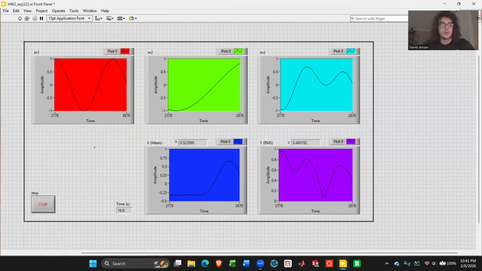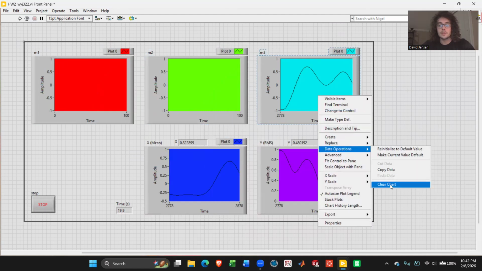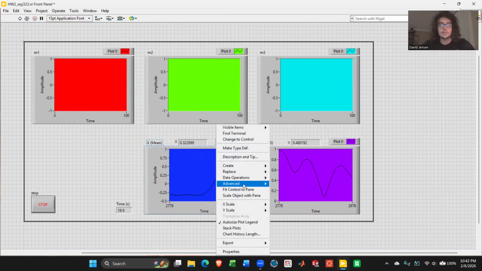So moving over to the front panel, our top three plots are our inputs, M1, M2, M3. And then on the bottom, we have our mean plot, our RMS plot, as well as a numerical indicator for each. We have a time block that will update with each iteration. And then we have a stop button that will allow us to stop it. So really quickly, I'm going to clear each of these charts so we can run from the start, and we'll do a little bit of testing.